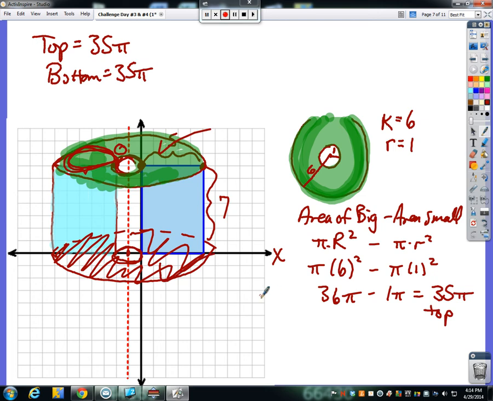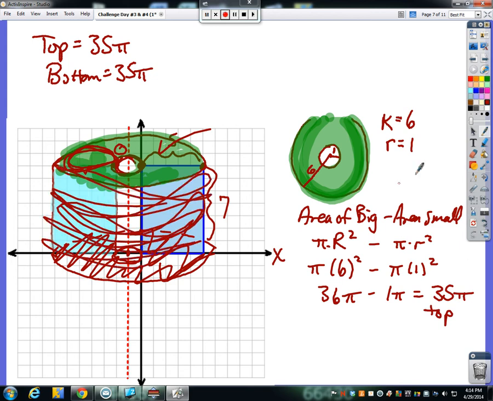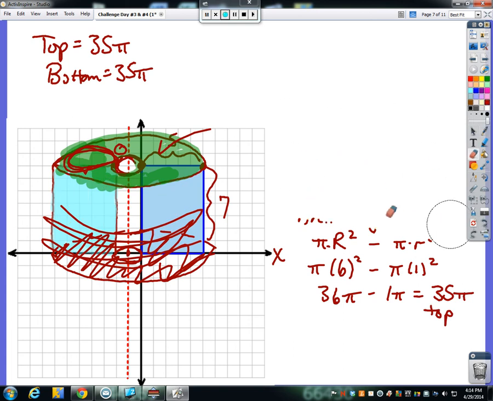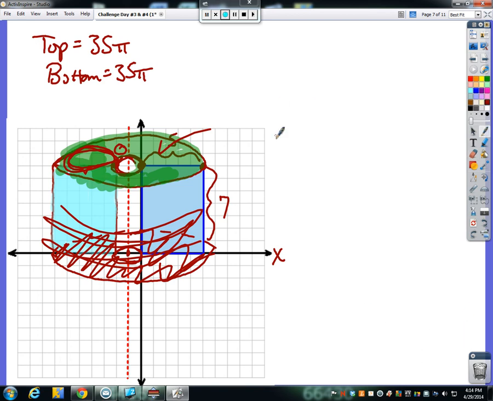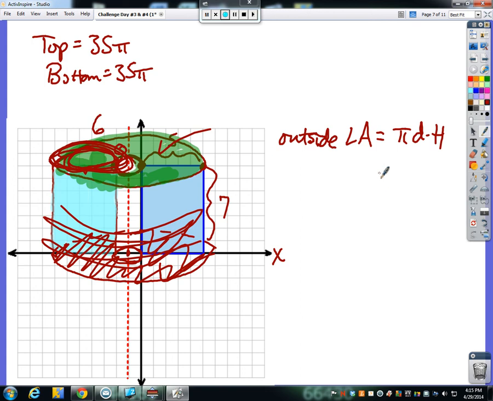Now, can I touch anything else in between the top and the bottom? And yes, I can touch the outside of this cylinder, right? So the outside, let me erase this, get some space in here. I can touch the outside of this, and it is really lateral area. Now, the formula for lateral area of a cylinder was pi times diameter times the height. Now, what is the diameter all the way across my toilet paper roll? Well, that would be my radius earlier, which was 6, and double it, which would be 12.